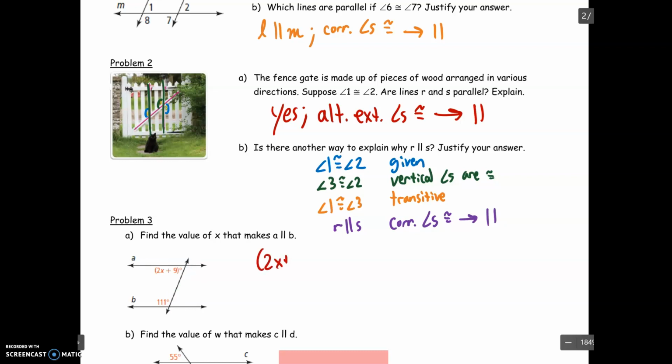I know that to find x, I would have to make an equation that I can find the sum and have that sum be 180. Because again, if that sum is 180, that means that I have same side interior angles that are supplementary, and that would be proof that those 2 lines would be parallel.